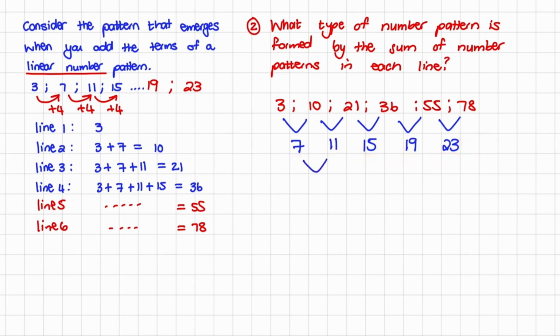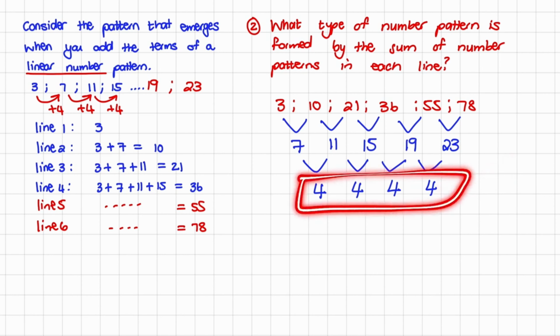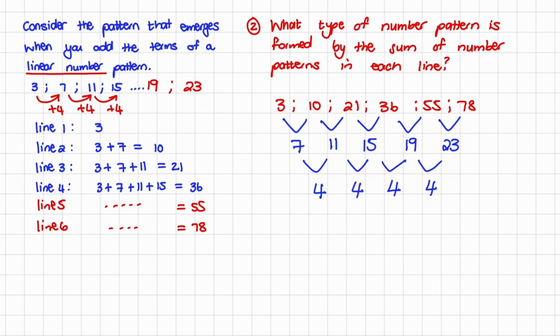So let us look at the second difference of terms. So from 7 to 11, we added 4. 11 to 15 is 4. 15 to 19, 4. And 19 to 23 is also 4. And now because our second differences are a constant value of 4, we know that this is a quadratic number pattern.